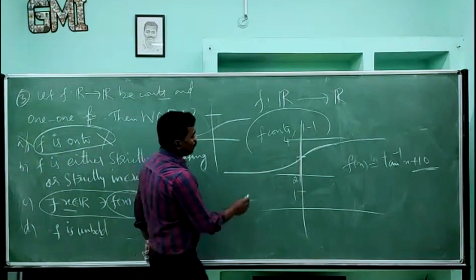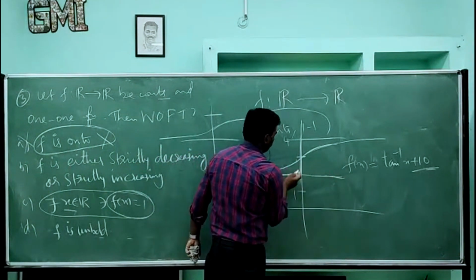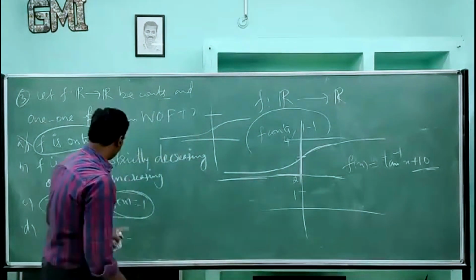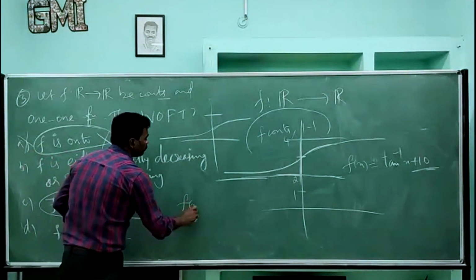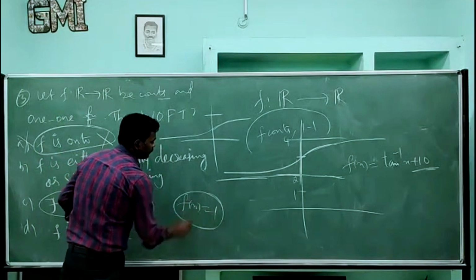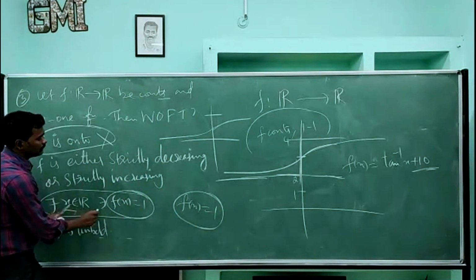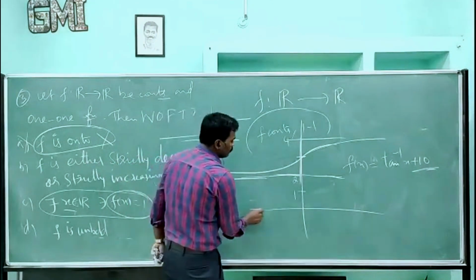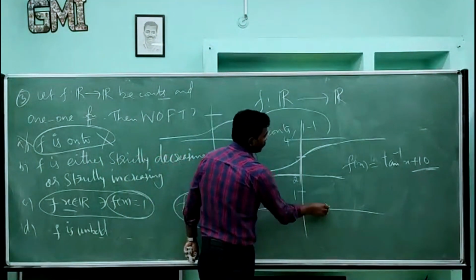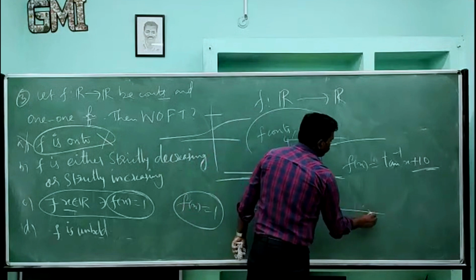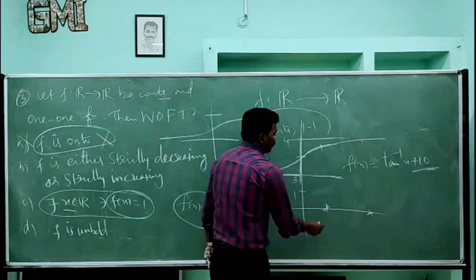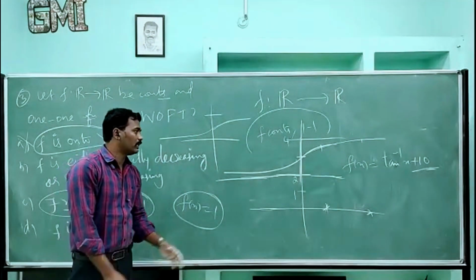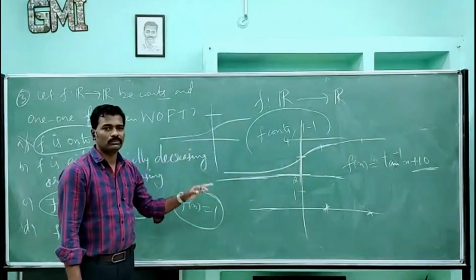Why? All outputs are more than 2. Here they will be asking f of x equal to 1. Does such an x exist or not? There is no x, because why? I can go and see the x whose output is there. All the outputs are strictly greater than 2.